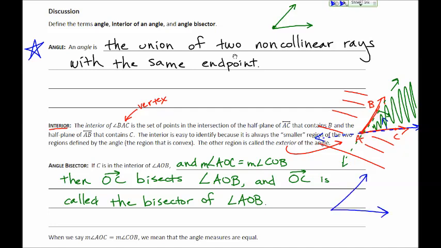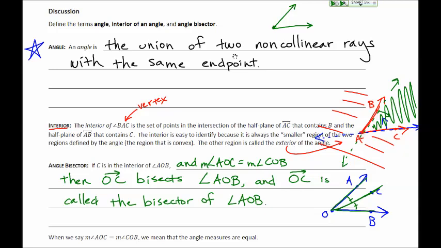This is angle AOB. So here's A, O, the middle letter is the vertex, and B. If C is on the interior of angle AOB, and the measure of angle AOC, this angle, is equal to the measure of angle COB, this angle, those are the same, then ray OC bisects angle AOB, and OC is called the bisector of angle AOB.